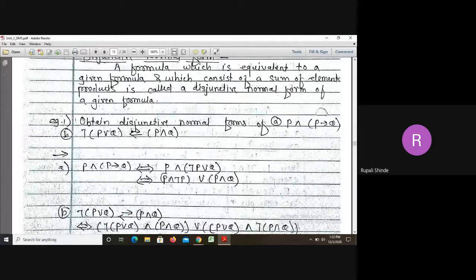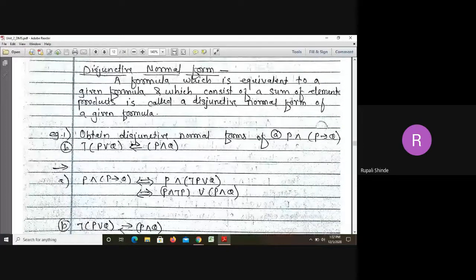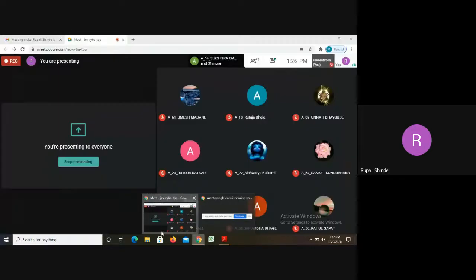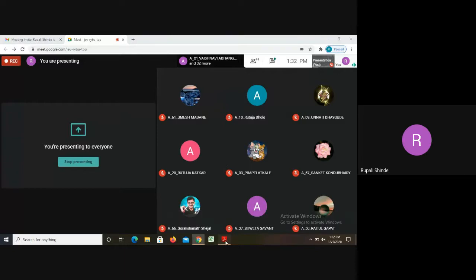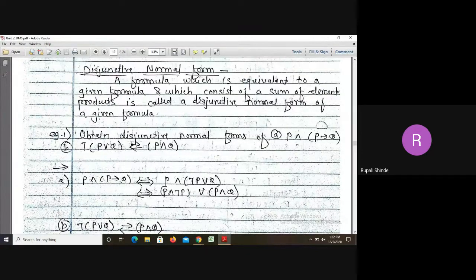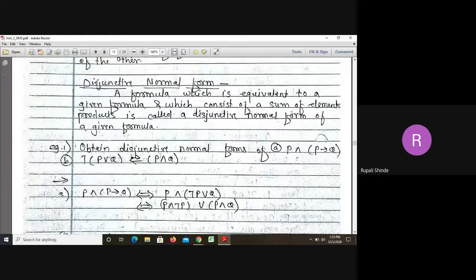Now check whether this is a disjunctive normal form. What is the meaning of disjunctive normal form? Sum of elementary products. Now check here: the sum is outside the bracket and the product is inside the bracket. Yes, so this is the correct form. Whatever form we got, that is the correct DNF form. Have you understood what is the meaning of DNF?